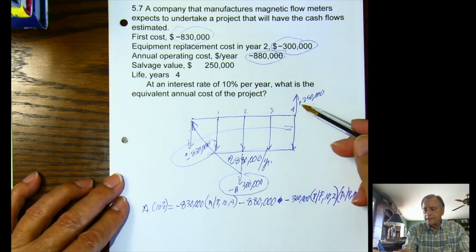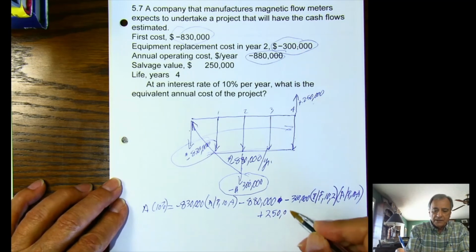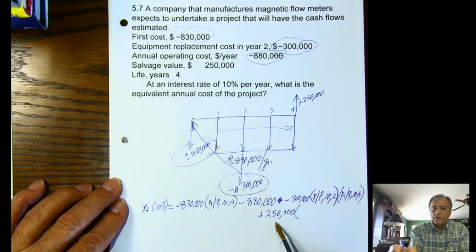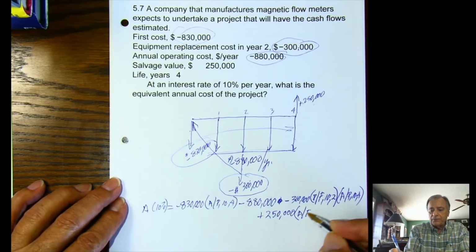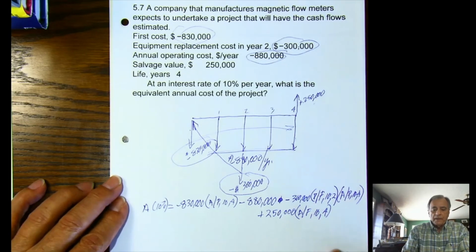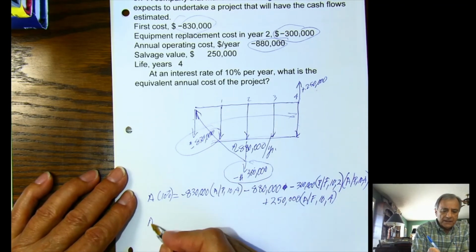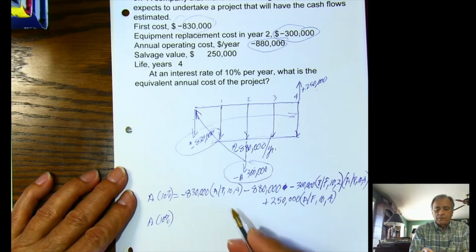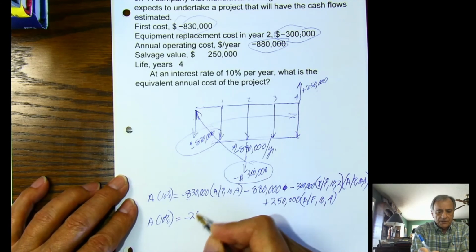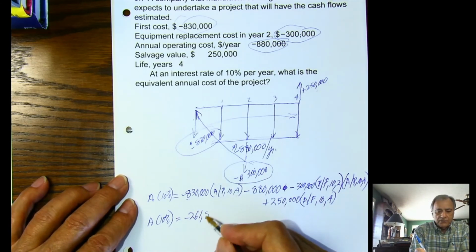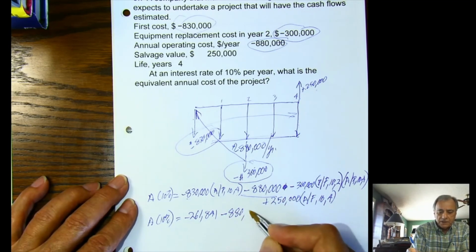And then the last thing I have is that salvage value, and that's a plus. That's the only plus in the calculations. 250, that's a future value relative to the 4 years, so that will be A given F, 10% for 4 years. So when I do some of these calculations, I'll get A at 10%. The minus 830 times A given P gives me minus $261,841. Minus 880 is an A series, so it just is added in.